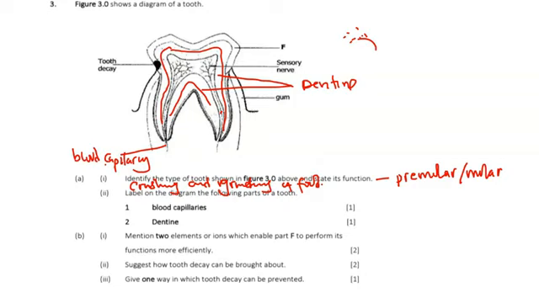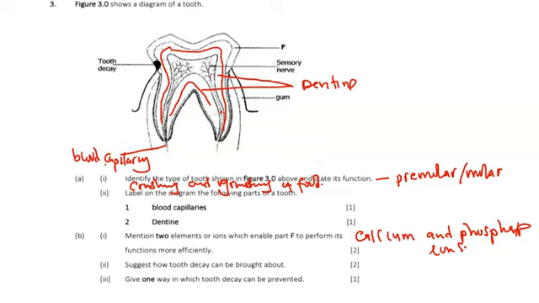Then mention two elements or ions which enable F to perform its function. F is the enamel, and from where we are coming from, we said it is made up of two ions or elements. That is calcium and phosphate ions. Very important.